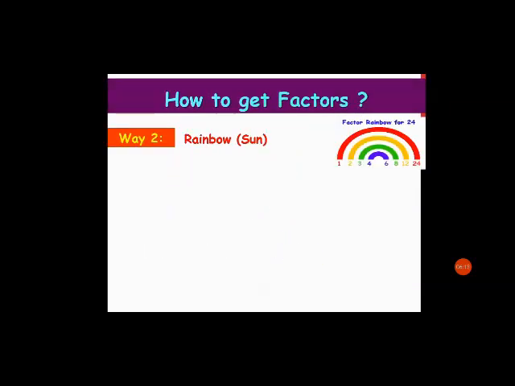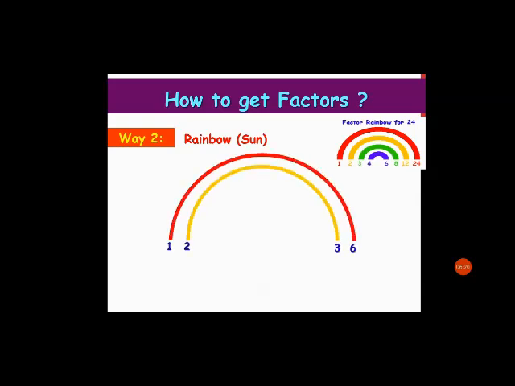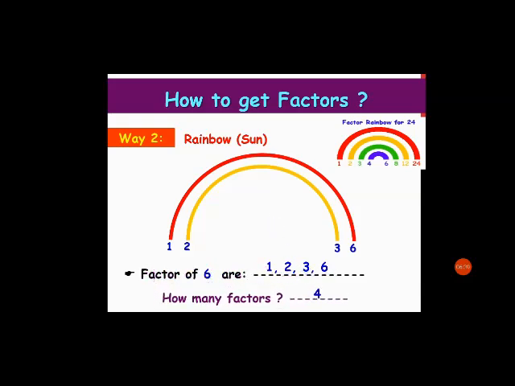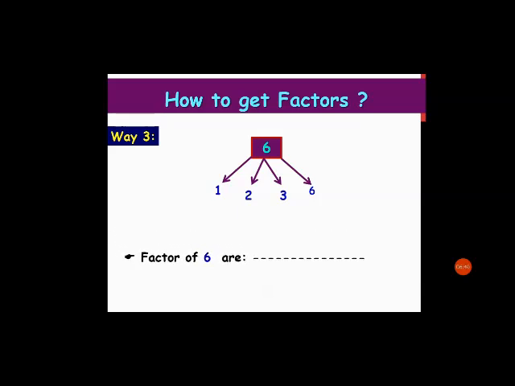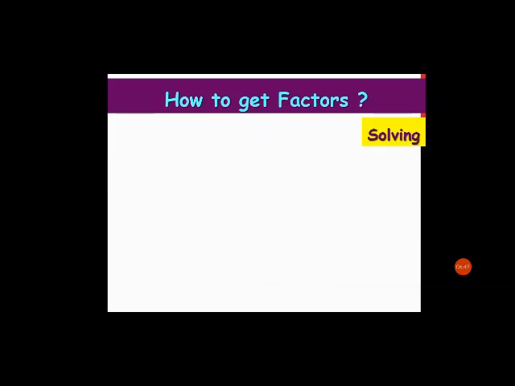The second method is called the rainbow method, or we can call it the sum method. So it's 1 times 6 and 2 times 3 as follows, and then the factors of number 6 are 1, 2, 3, and 6. How many are the factors? Are 4 factors. The third way is to simply write them in one step here, 1 times 6 and 2 times 3. So 1, 2, 3, and 6, the factors are 4 factors. The number of factors are 4.